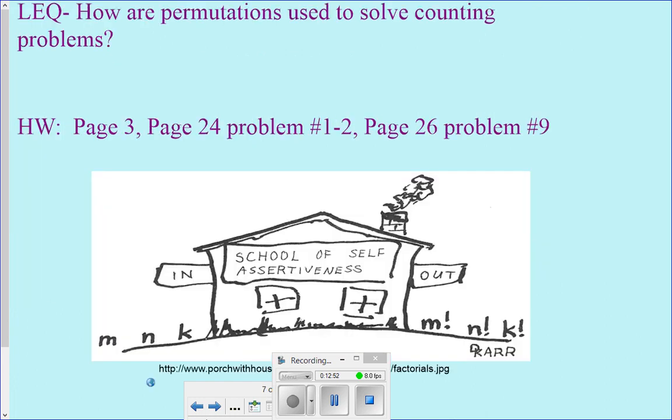Okay, your assignment is page 3 all, and on page 24, just problems 1 and 2, and on page 26, just problem 9. Do those for tomorrow.